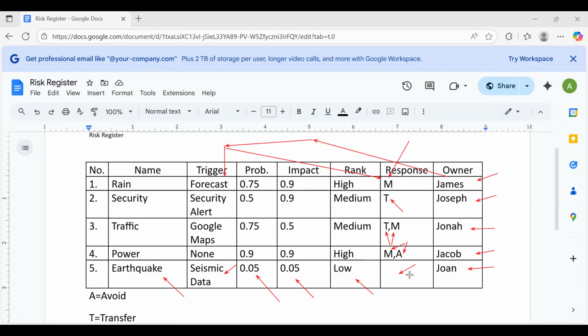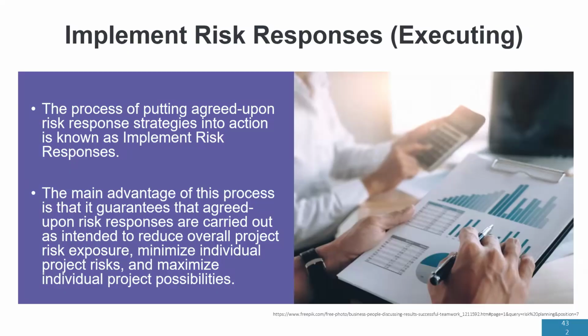And so we don't respond to low ranking risk because it would be a waste of our budget for something that is not likely going to happen. And that's how we implement the risk response. Now, let's go to implement risk response.